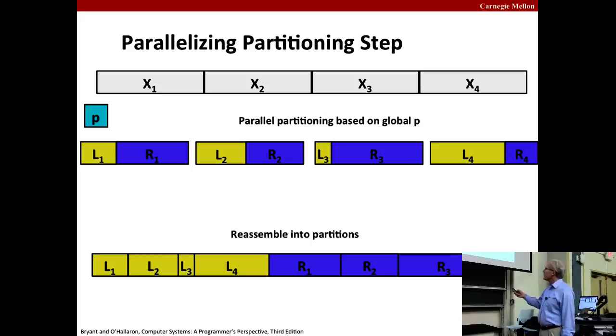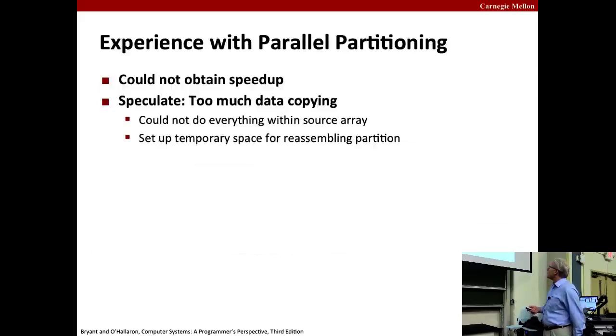But the good news, so there's some amount of synchronization that goes on there. But you can imagine that this partitioning step, when you're running it, is completely independent across the different threads. So it's getting almost ideal speedup. So I implemented this and tried, and I couldn't make it run faster than the original code.